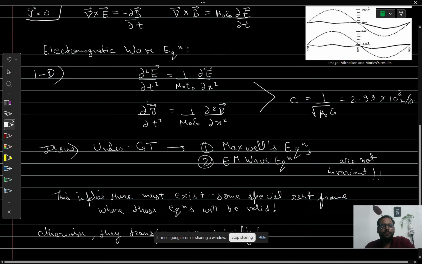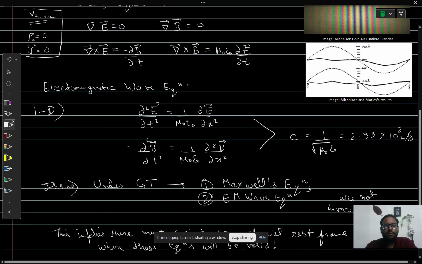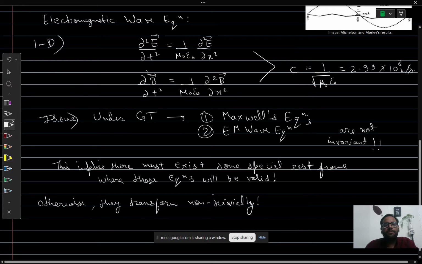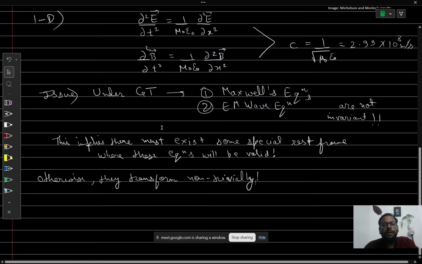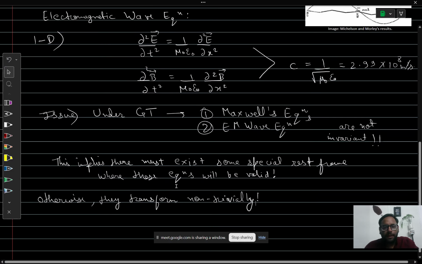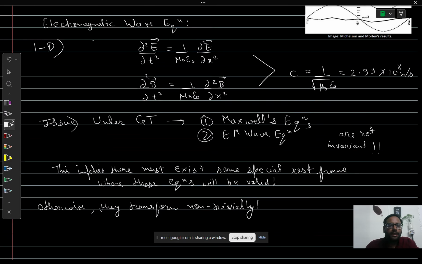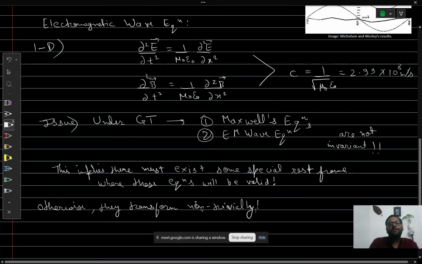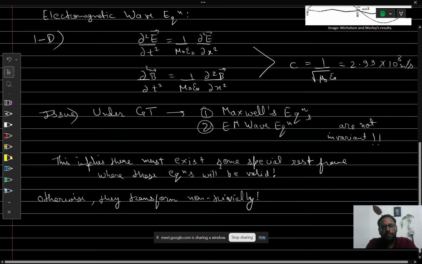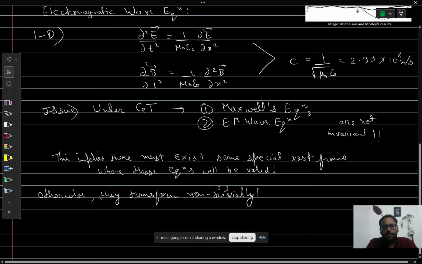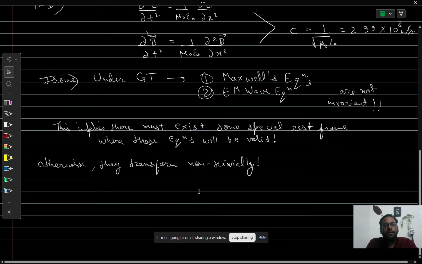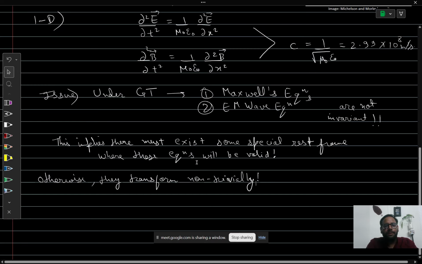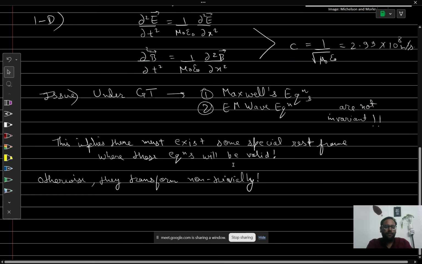I have given you one question in the last class also, to transform the general wave equation under the Galilean transformations, and I told you that it will not be invariant. If you have done that, then you must realize that these wave equations for electromagnetic waves will also transform non-trivially and will not be invariant with regard to different frames of reference, or for different observers moving with constant speeds, or say the inertial frames.